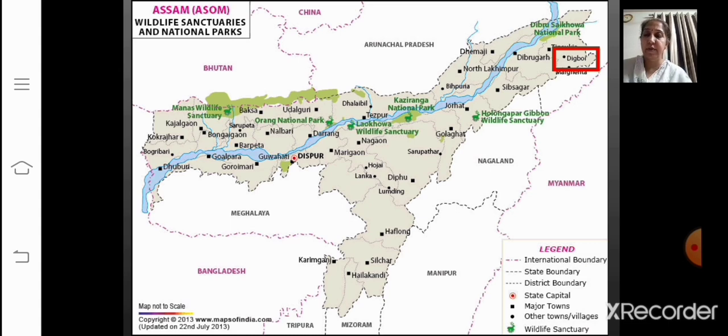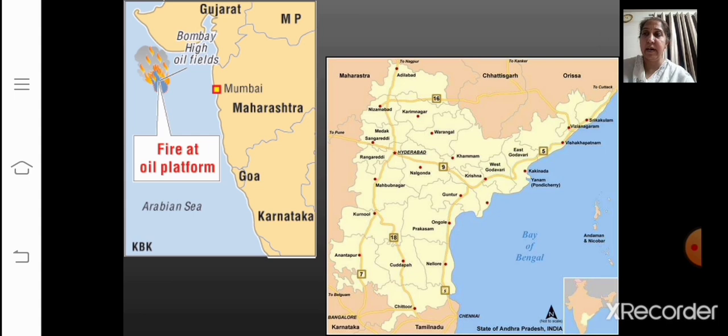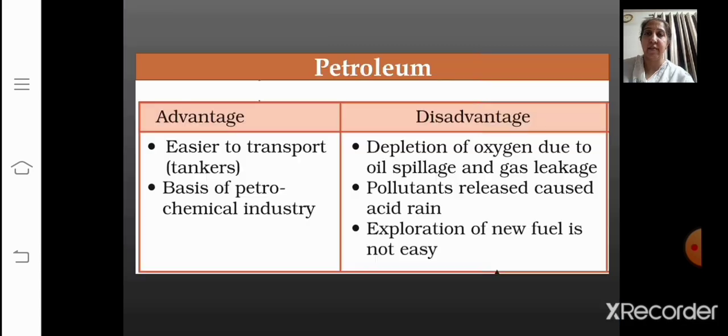Now the leading producers in India are Digboy in Assam. Here I have marked that in Assam. And the next is Bombay High in Mumbai and the deltas of Krishna and Godavari rivers.